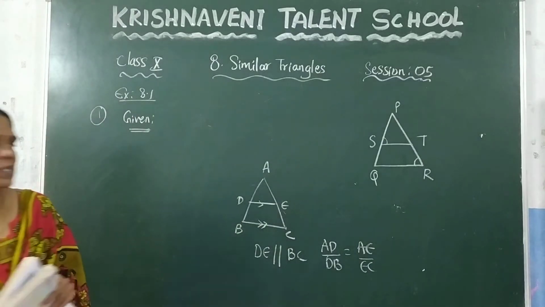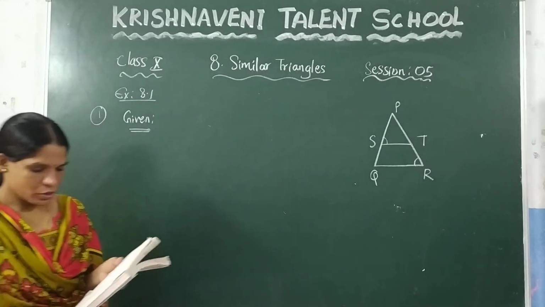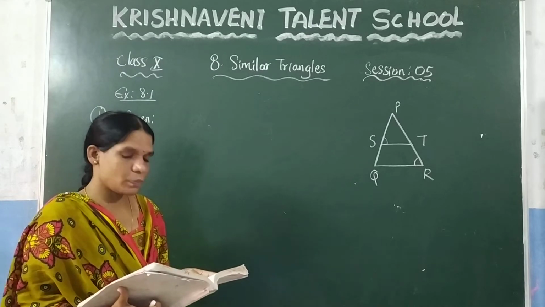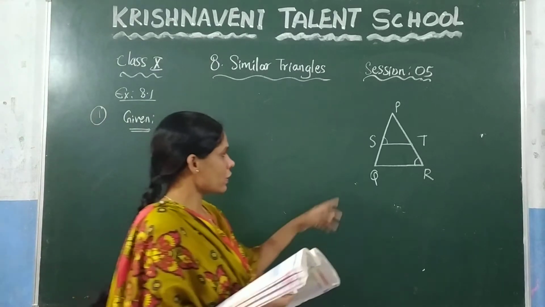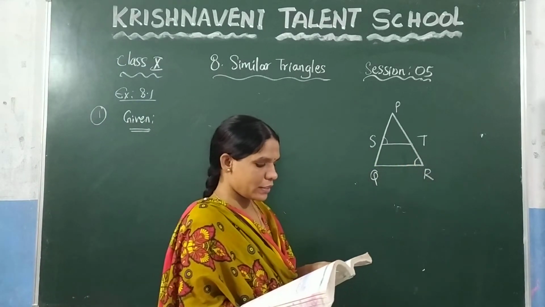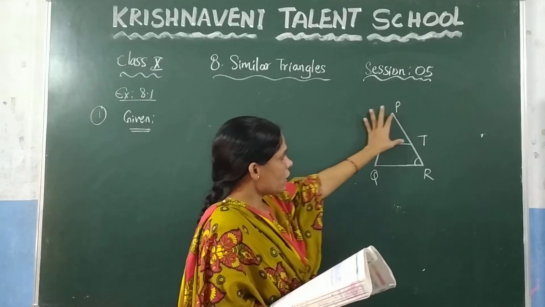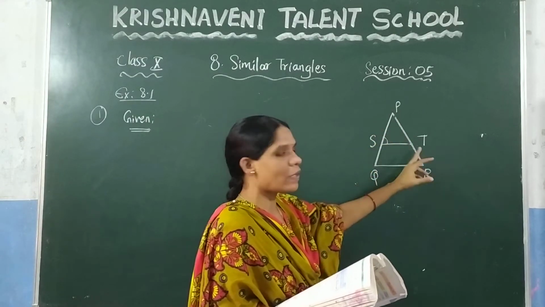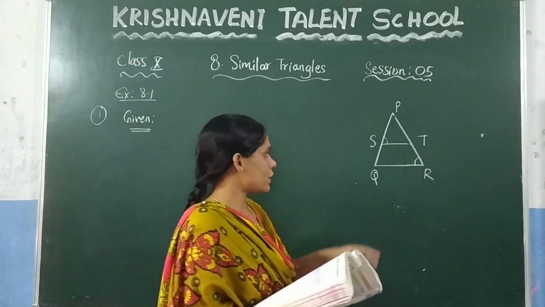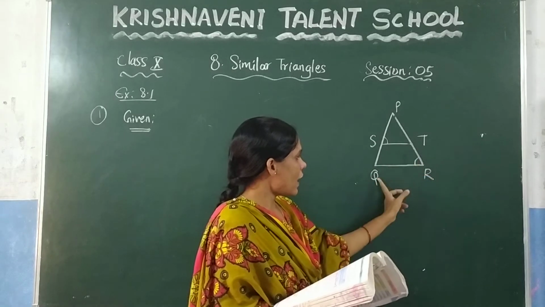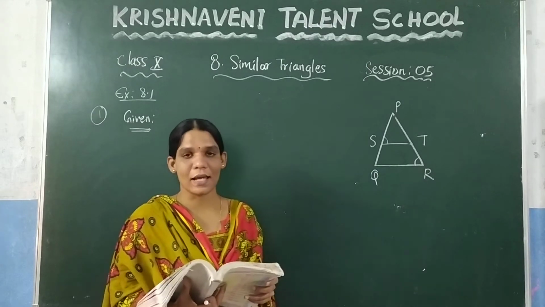Now see the first question in exercise 8.1. What is the first question given here? In triangle PQR, they have drawn one line ST such that PS by SQ is equal to PT by TR. That means these two sides are divided in the same ratio. They have also given that angle PST is equal to angle QRT. Based on these two conditions, you need to prove this triangle is an isosceles triangle.